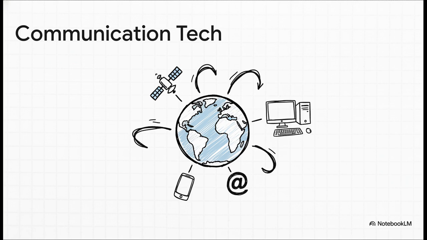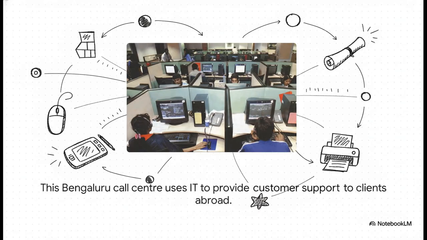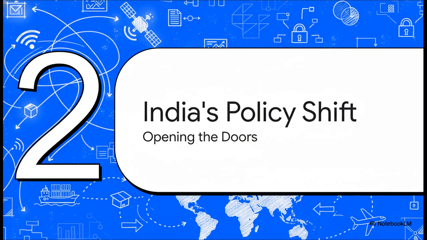Now, what's really interesting here is how information started moving even faster than goods. And this was all thanks to developments in communication technology. And this picture illustrates the point perfectly. Because of the internet and telecommunications, services like designing or printing or even customer support can now be done anywhere in the world and delivered instantly. So we see that technology connected the world.